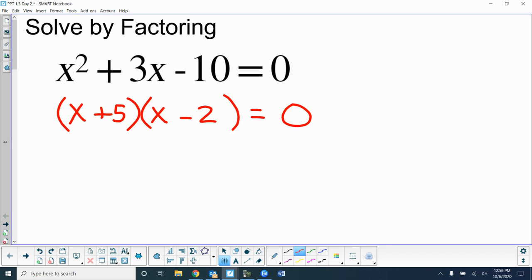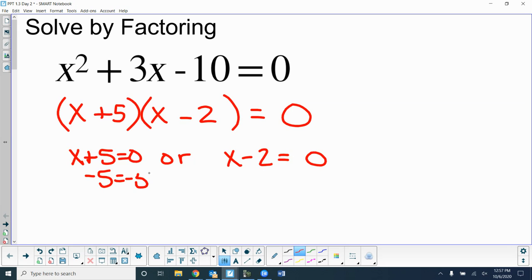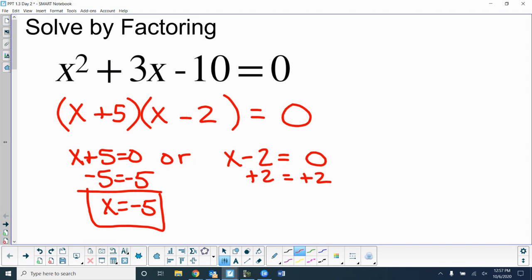Any questions on the factoring method? Now, we're not finished. Remember, it's saying this times this is 0. That means x plus 5 equals 0, or x minus 2 equals 0. One of those two has to be 0. So we figure out both equations to find both answers. So negative 5 is one answer, and positive 2 is the other answer. Okay, questions?